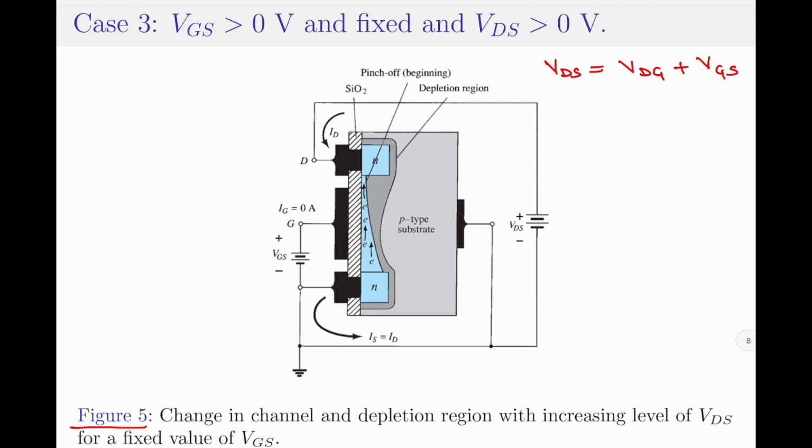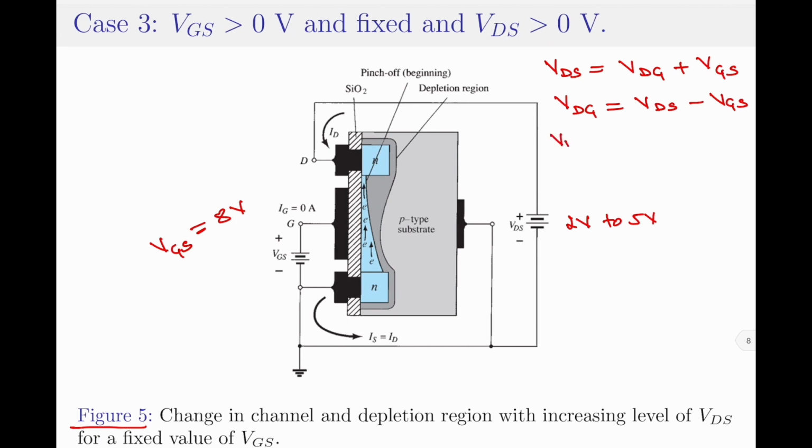Let me rewrite this equation for the voltage between drain and gate. So, this will be equal to VDS minus VGS. Let us assume that the gate to source voltage is equal to 8 volt. And coming to VDS, let VDS now be increased from 2 volt to 5 volt. So, there is a 3 volt increase.